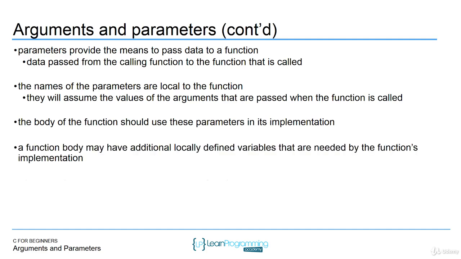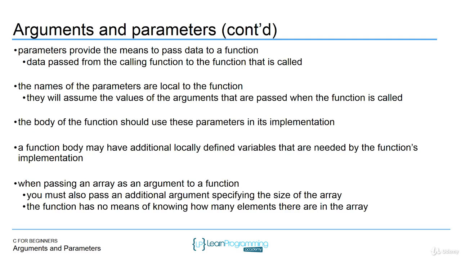A function body may have additional locally defined variables that are needed by the function implementation. You may have inside the function body other variables declared, because they're needed for whatever task you're completing. You don't only operate on data that's passed to it. You can operate on local data inside the function.